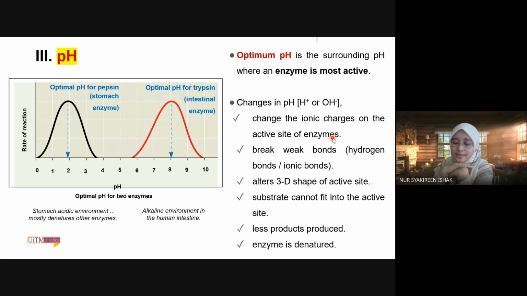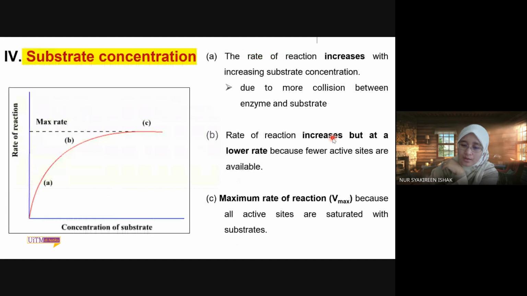Okay, it alters the 3D shape of the active site. So when the active site changes shape, substrate cannot enter into the active site, so reaction cannot occur. So less product produced or no product produced at all due to the enzyme that has been denatured. Okay. So next, substrate concentration.